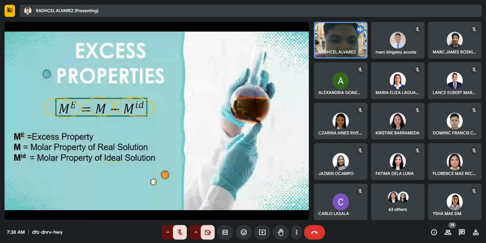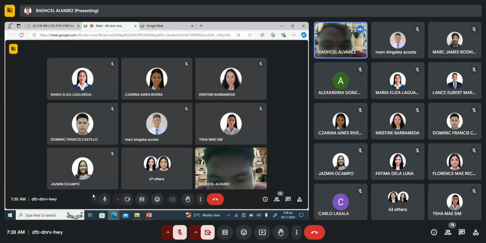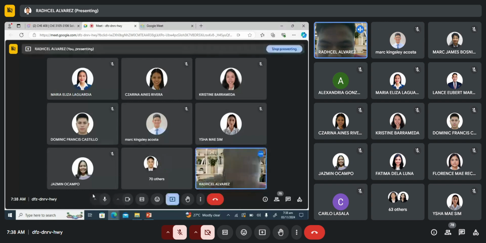So this one. And then M for our molar property of real solution. So for this one is for the real solution. And sabi natin by definition, this is the difference between your real solution and ideal solution. So this one, M raised to ID, is for your ideal solution. Again, here, M can be any property. So pwede siya maging entropy, enthalpy, volume, and such. Okay? Is that clear?